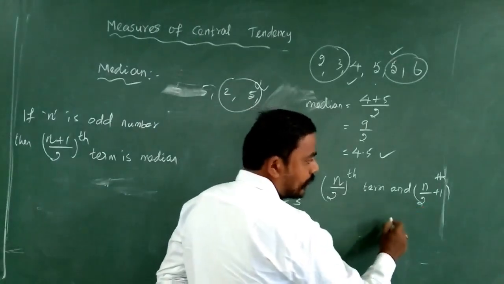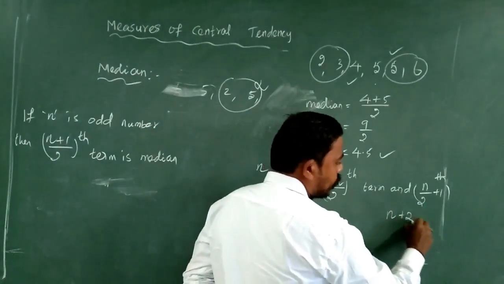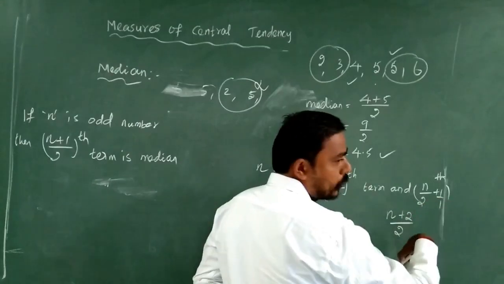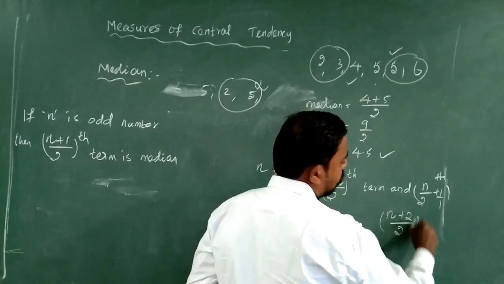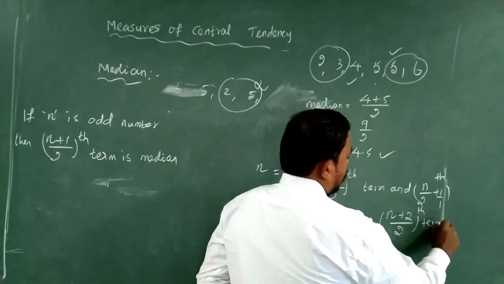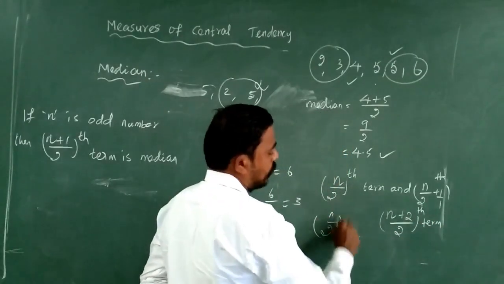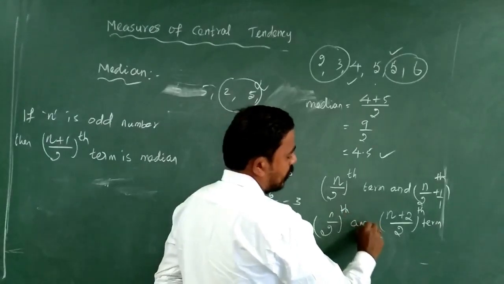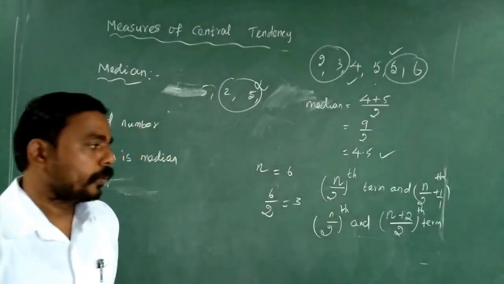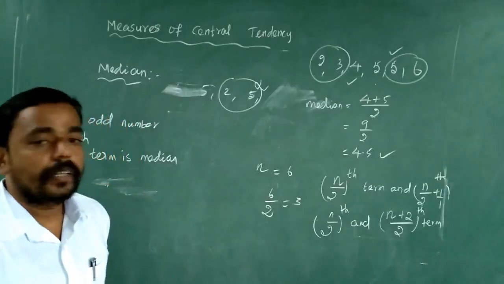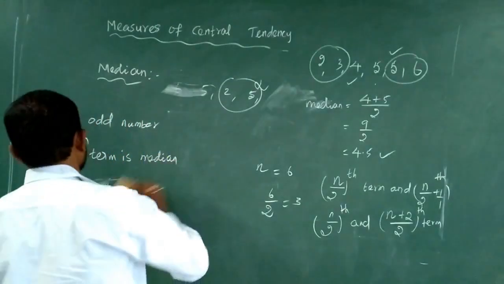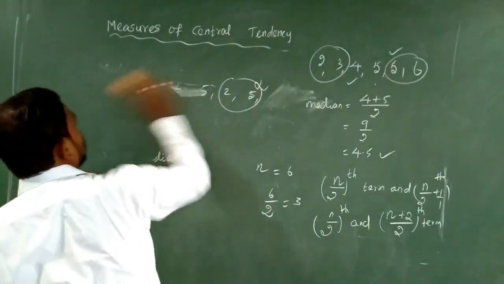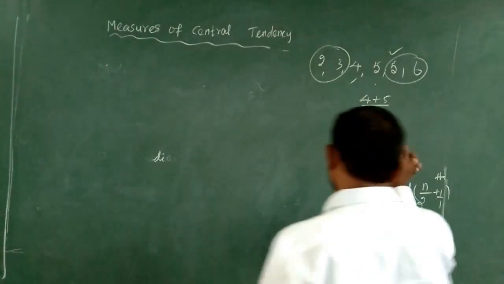This we can write like that also: (n plus 2) divided by 2. For LCM 2, we multiply 2 in the denominator, that is n plus 2 divided by 2. So n by 2 and (n plus 2) divided by 2 are the medians of this data. So this is already studied, median also.